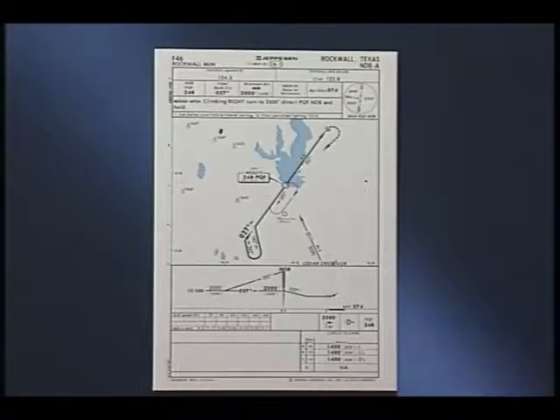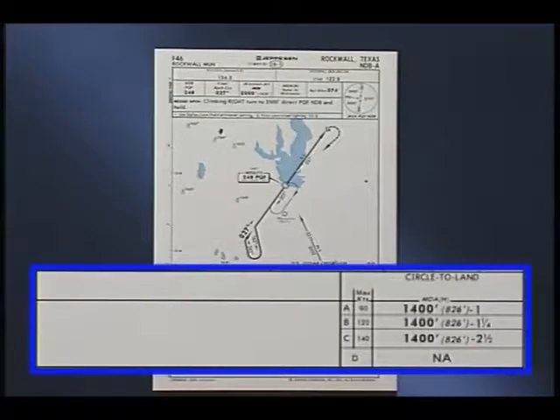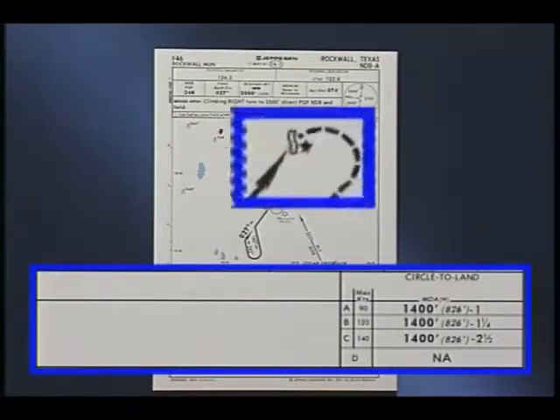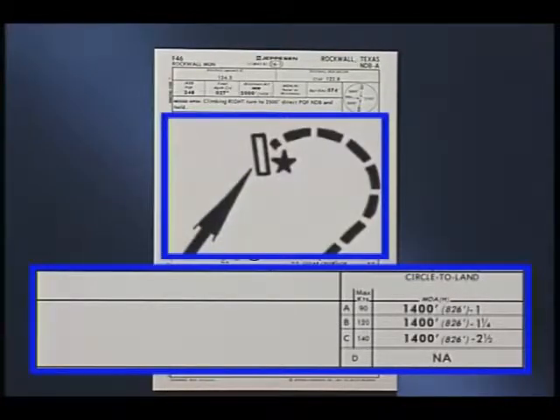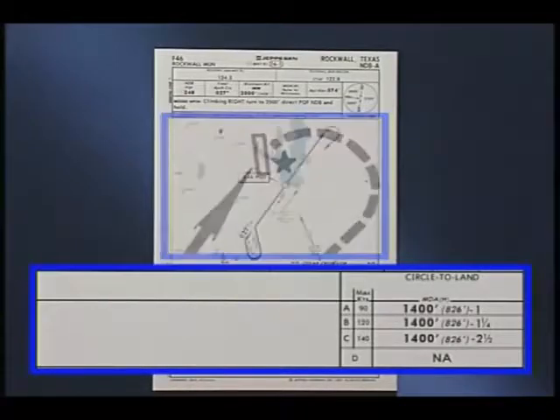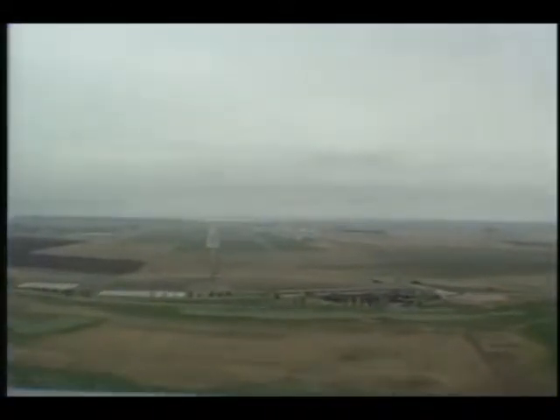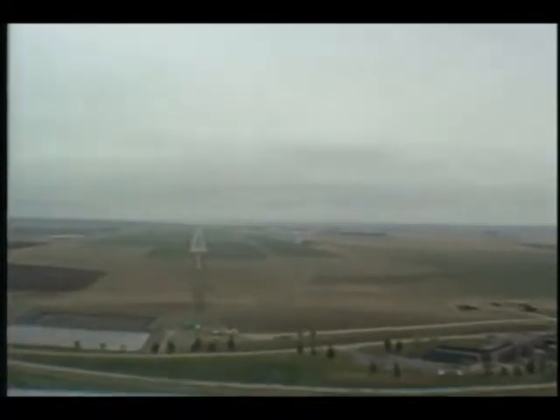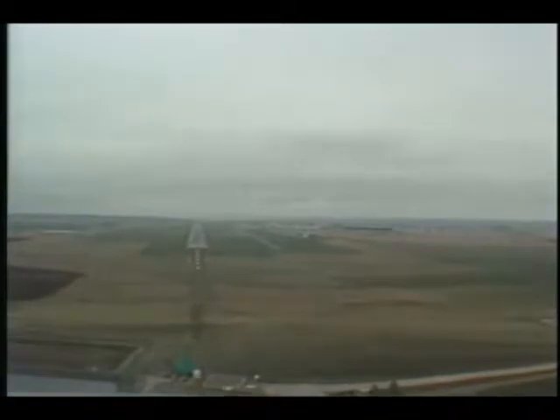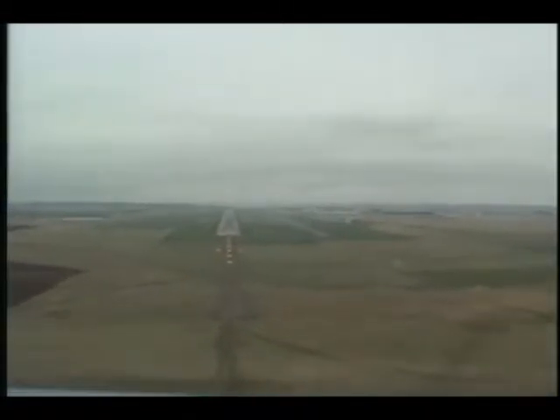This example shows an approach that doesn't have straight-in landing minimums. Remember, straight-in landing minimums are omitted when the final approach is not aligned within 30 degrees of the runway, or if an excessive rate of descent, generally over 400 feet per nautical mile, would be required between the final approach fix and the missed approach point. On the other hand, you are not prohibited from landing straight in when an approach does not show straight-in landing minimums, provided that you break out in time to position the aircraft and make a normal final descent to the runway.